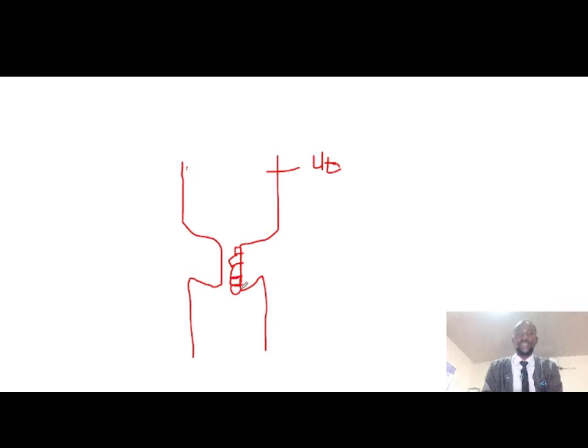But the ectocervix is lined by stratified squamous epithelium. These are layers of squamous epithelium, which is non-keratinized. At the point at which this squamous epithelium meets the columnar epithelium of the endocervix, this point is what we call the squamocolumnar junction. I hope we're able to follow that.